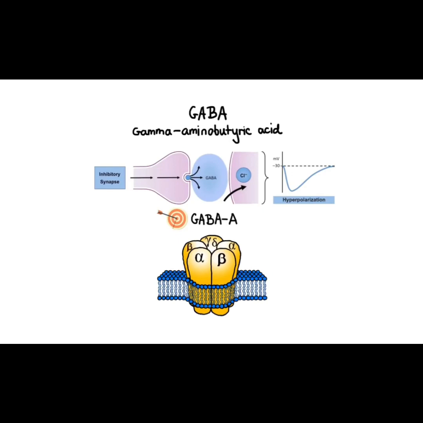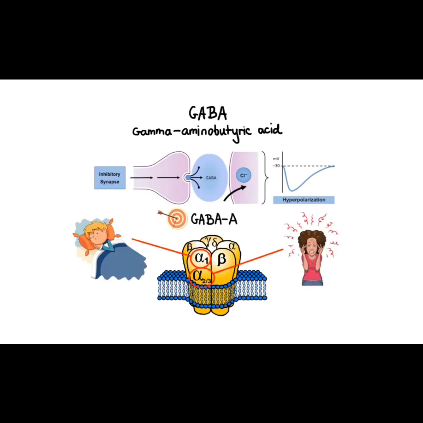Furthermore, for each subunit, many other subtypes exist. The function of each GABA-A receptor depends on which subunit it contains. For example, GABA-A receptors containing the alpha-1 subunit appear to be involved in sleep, while those that contain alpha-2 or alpha-3 appear to be involved in anxiety.